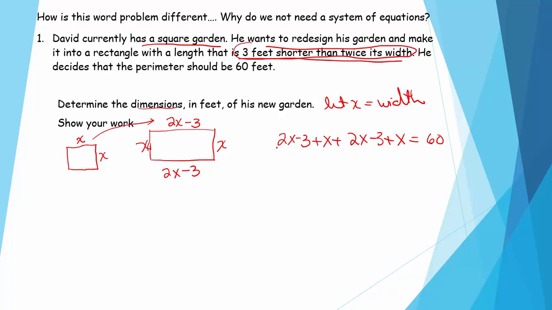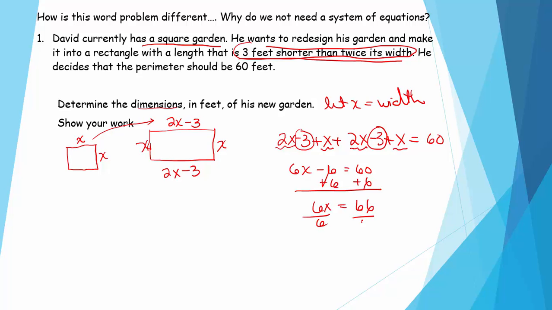Okay, 2x and x is 3x, and 2 more x is 6x. That's 6x. And then minus 3 more is minus 6. So 6x minus 6 is equal to 60. We're just going to go ahead and solve this equation by adding 6 on both sides. 6x equals 66. Divide both sides by 6. I come up with x equals 11.